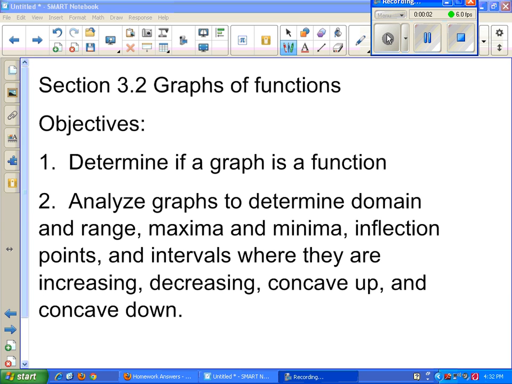Section 3.2, Graphs of Functions. Our objectives are to determine if a graph is a function and to analyze graphs to determine domain and range, maxima and minima, inflection points, and the intervals where they are increasing, decreasing, concave up, and concave down.